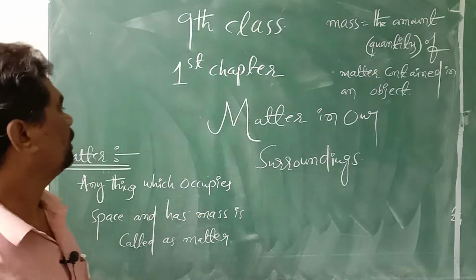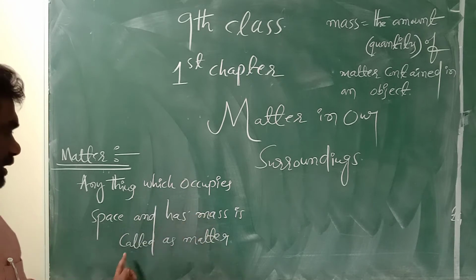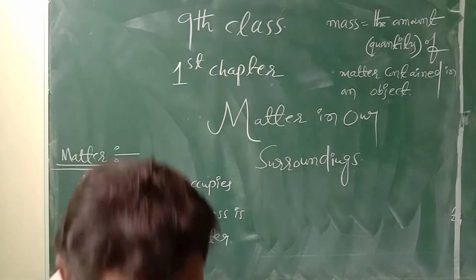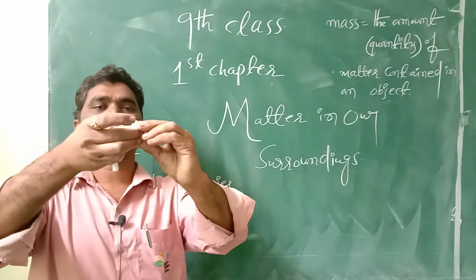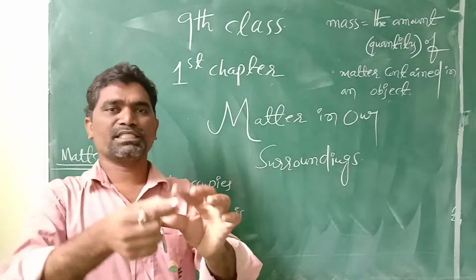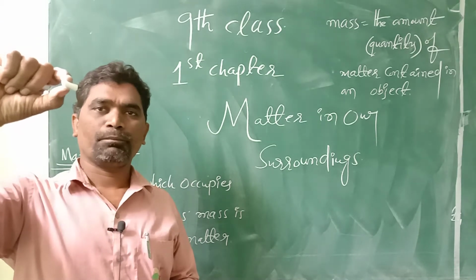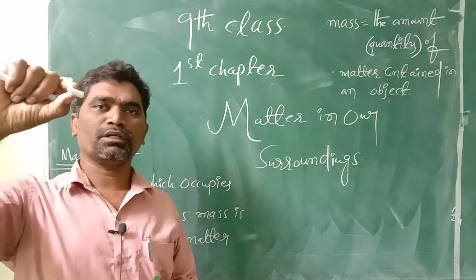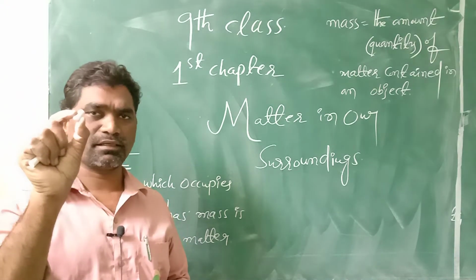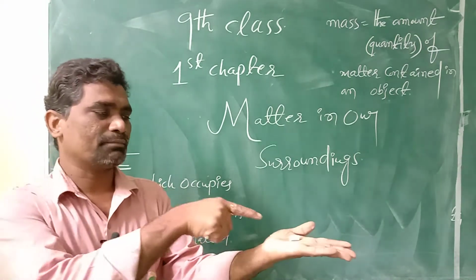Students, anything which occupies space and has mass is called matter. For example, here we have three chalk pieces of different masses. Take this chalk piece. It is made up of chalk powder, and a little amount of chalk powder is required to make it. It occupies some space and has some mass.